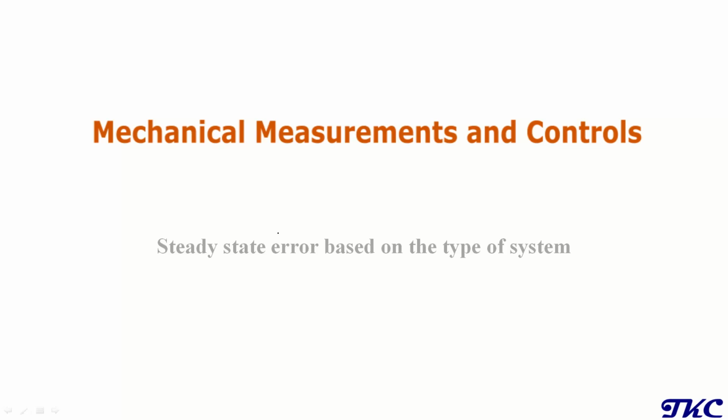In this lecture, we are going to discuss the steady state error based on the type of system. So let's see what we are going to cover here. First we'll discuss the steady state error for type 0 system. After that we'll discuss type 1 and then at the end we'll discuss type 2 system. So let's consider a transfer function of type 0 system.